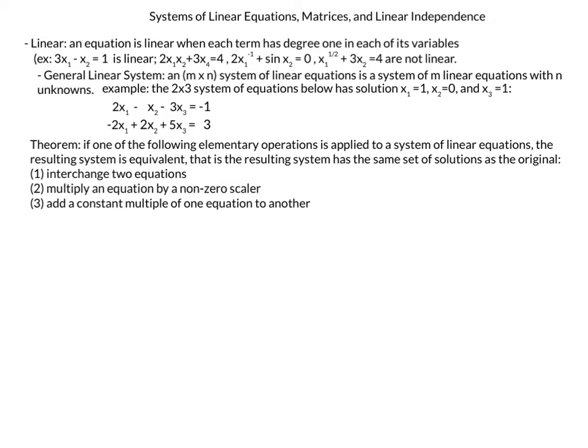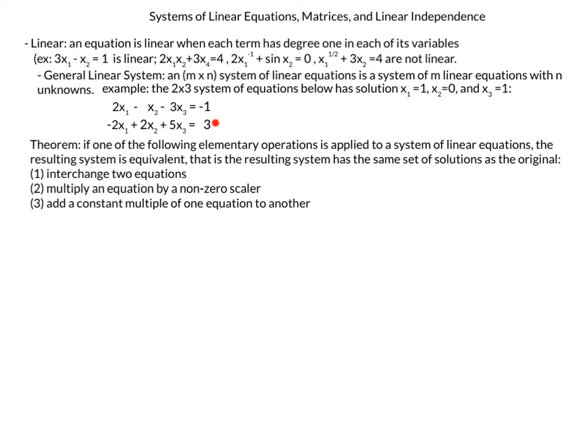The first one is you can interchange the order of the equations. In other words, you can make this the first equation and this the second equation, and of course, it won't change the solutions, x1, x2, and x3 for the system of equations. Second, you can multiply an equation by a non-zero scalar. So in other words, you can multiply this entire first equation by 2, and you get 4x1 minus 2x2 minus 6x3 equals minus 2, and you will not have changed the solution.